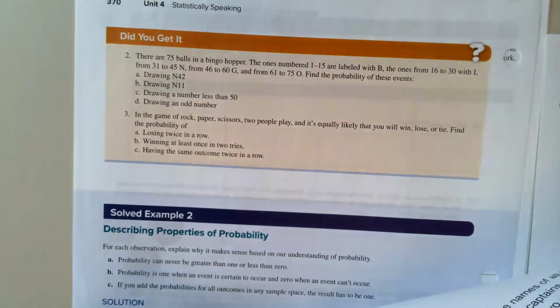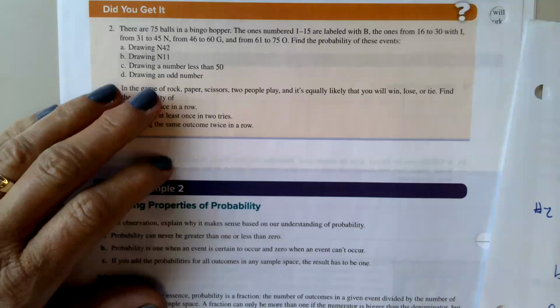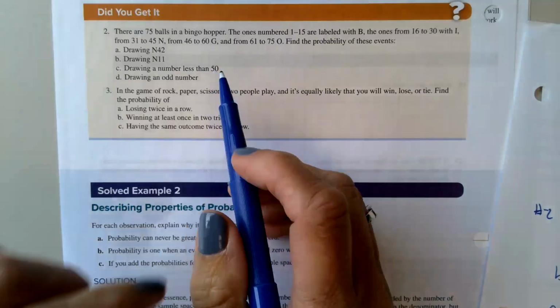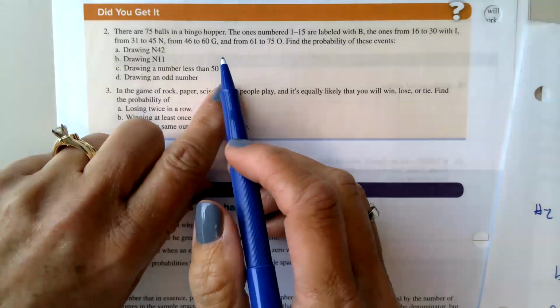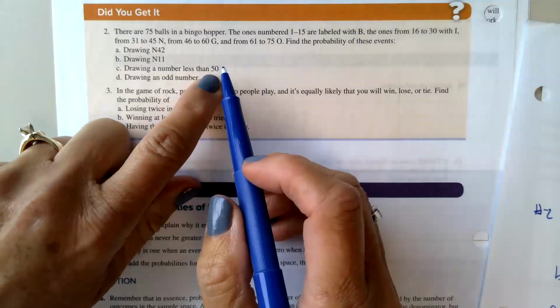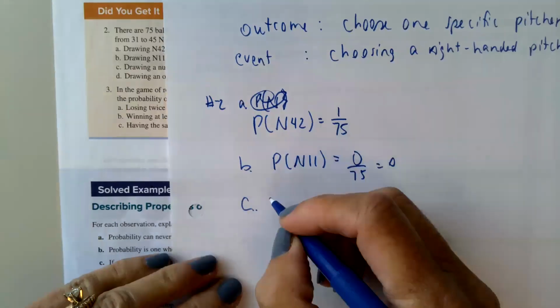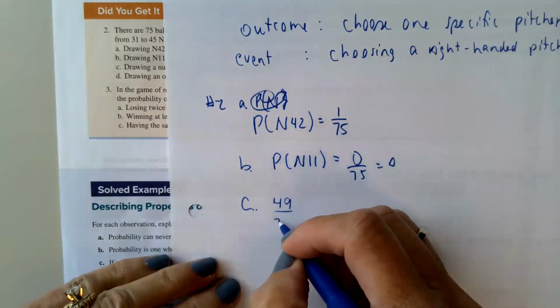C says drawing a number less than 50. So again, we're going back. So all the numbers less than 50, there's 75 balls, and number less than 50 means that 49 of the balls are less than 50. So C would be 49 out of 75.